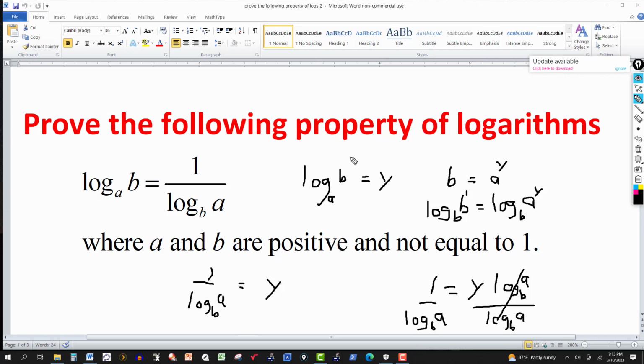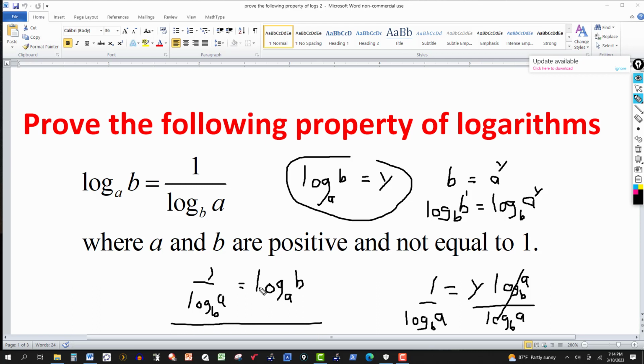But remember, we started off by letting log of b to base a equal y. So that means the y can be replaced by the log of b to base a. So there we have it. Log of b to base a does equal 1 over the log of a to base b. And this is the verification or confirmation of this statement here.